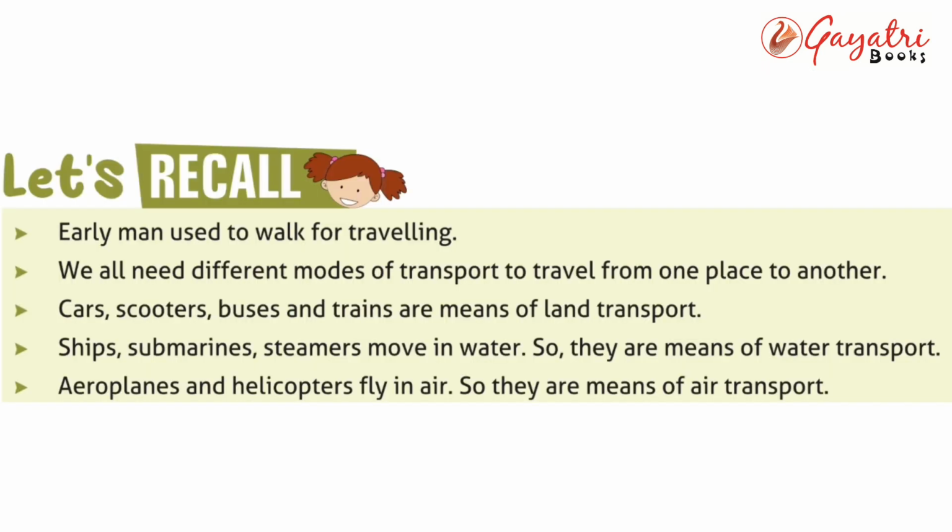Let's recall. Number 1, early man used to walk for traveling. Number 2, we all need different modes of transport to travel from one place to another. Number 3, cars, scooters, buses and trains are means of land transport. Number 4, ships, submarines, steamers move in water. So, they are means of water transport. Number 5, aeroplanes and helicopters fly in air. So they are means of air transport.